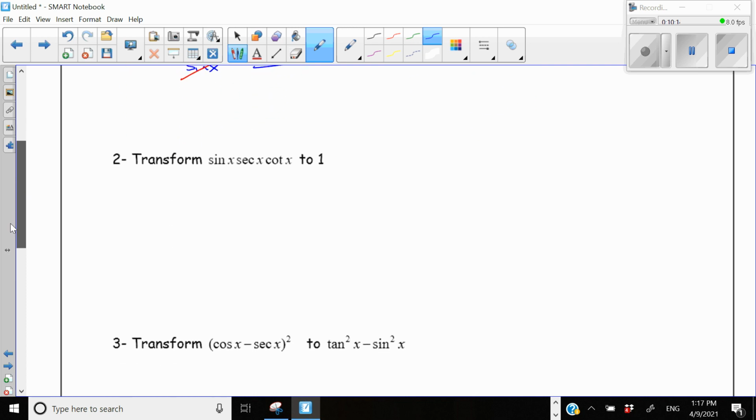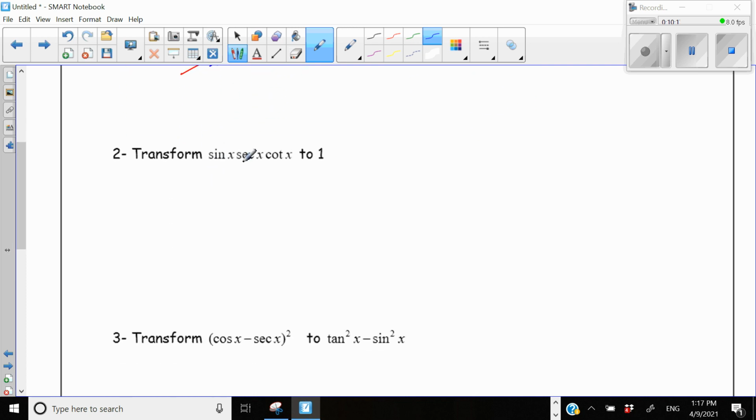Now let's practice the next one here. Sine of x times secant of x times cotangent of x. We want to change this to 1. So let's start writing. Sine of x. Secant was 1 over cosine of x. And cotangent was cosine of x divided by sine of x. Now let's see, are we able to simplify anything? The cosine on top will cancel the one in the bottom. And this sine on top will cancel the one in the bottom. Notice here, if I don't have a denominator, that means basically the denominator was 1. So this is on top, this one in the bottom, they cancel each other. And as you see, there's nothing left other than 1. So this is equal to 1.